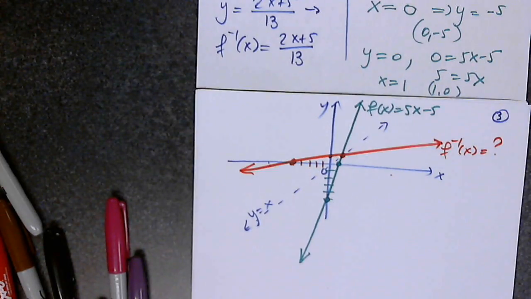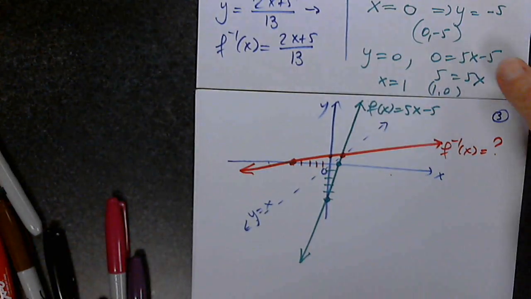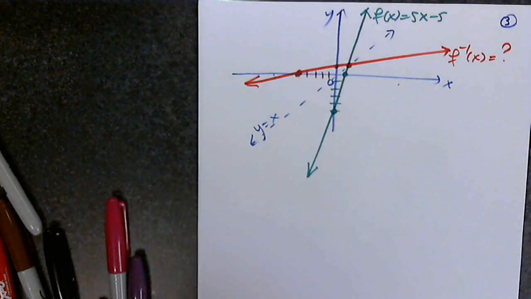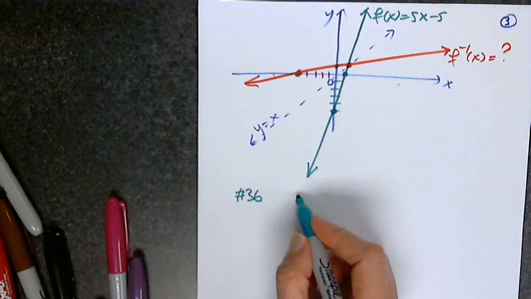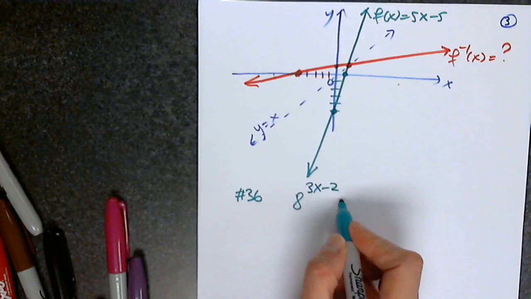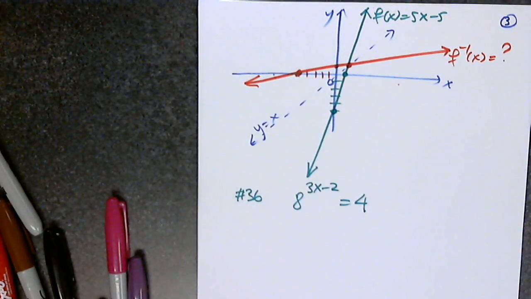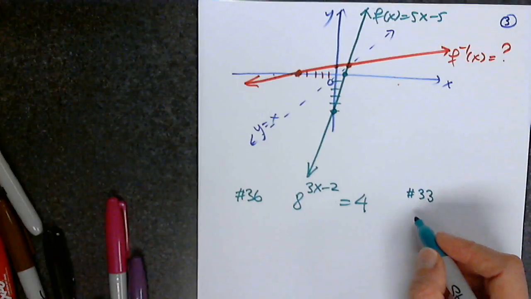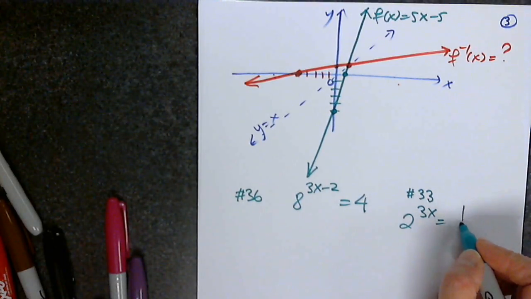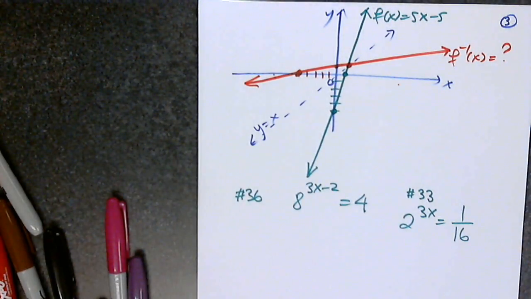Okay, so let's solve a few equations, exponential equations. Let's start with 36. 8 raised to 3x minus 2 equals 4. We just had a very similar problem a few minutes ago. And then I would like to look at 33 as well. 2 raised to 3x equals 1 over 16.